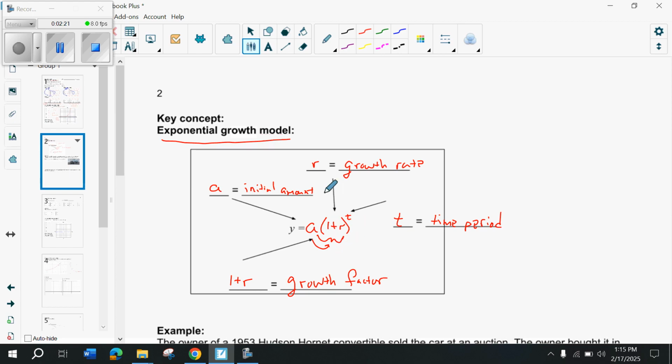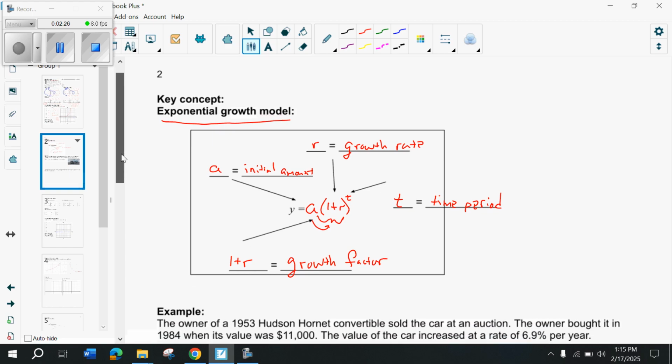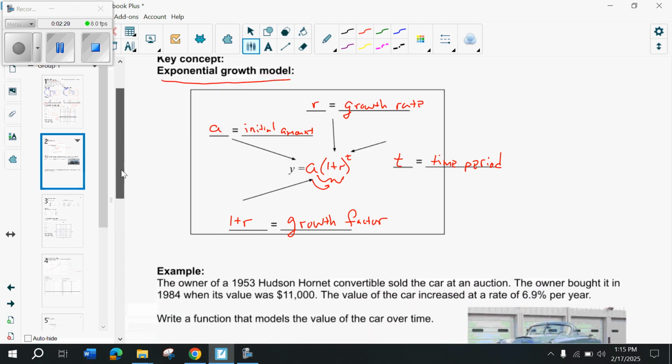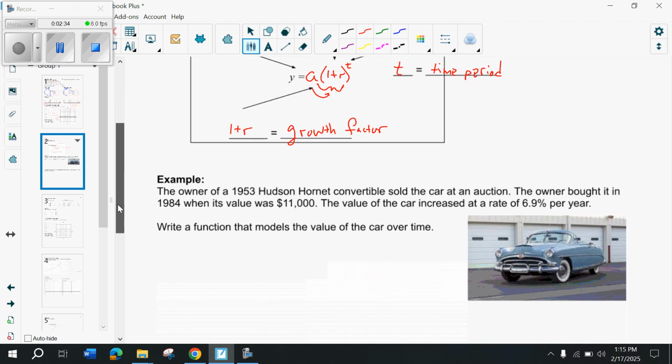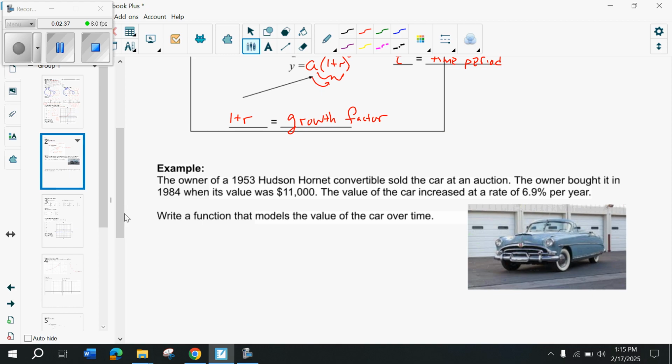Okay, so now that we know what the pieces are for our exponential growth model, we can use this for a bunch of different types of problems related to the real world. Some examples can be how fast a virus spreads across the world, or how much the value of a car is increasing over an amount of time. So anyway, in this example, it says the owner of a 1953 Hudson Hornet convertible sold at an auction.